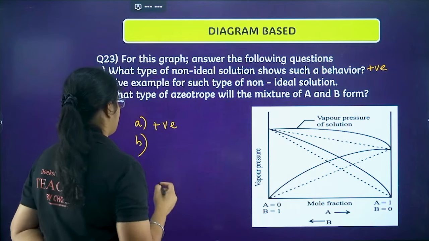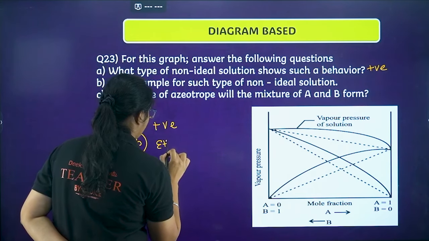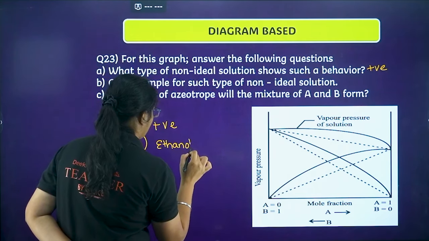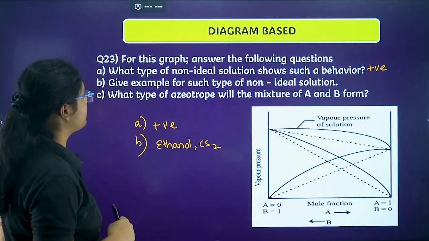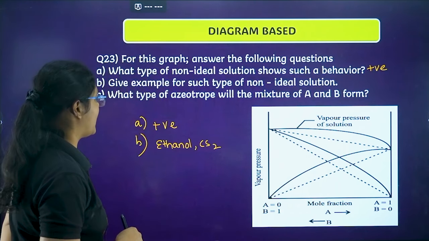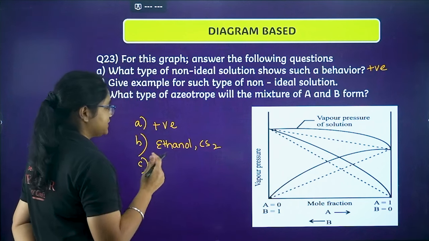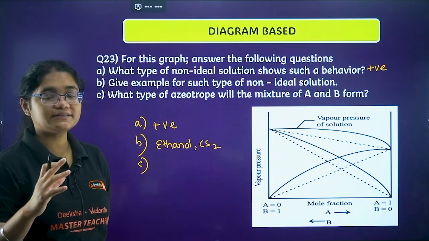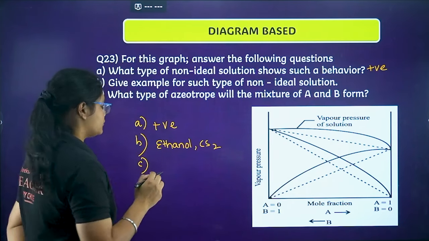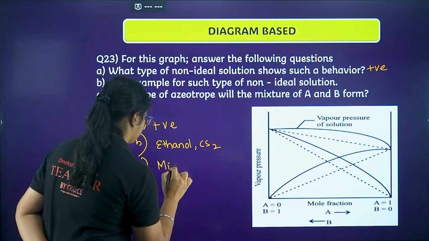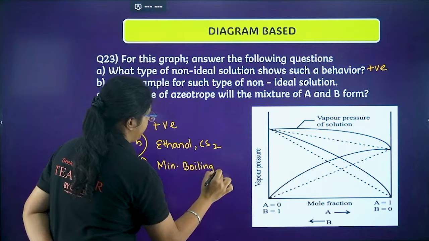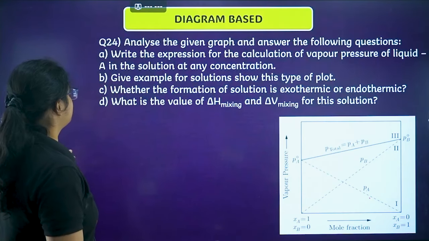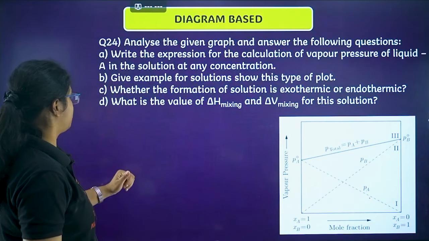So examples we have just discussed, we have ethanol and CS2. Okay, this is a positive deviation. What type of azeotrope will the mixture A and B form? When you have a positive deviation, that means the interactions are weak, so they form a minimum boiling azeotrope. Okay, minimum boiling azeotrope is formed.